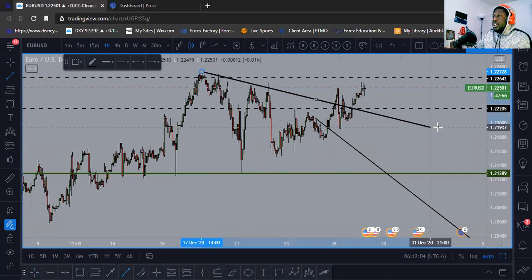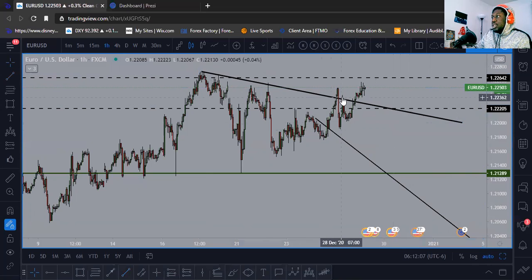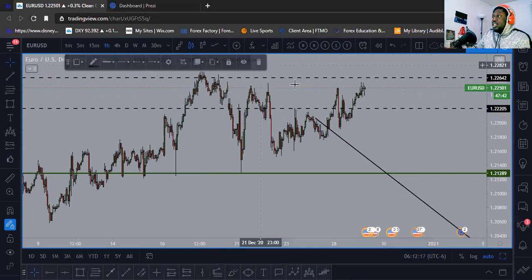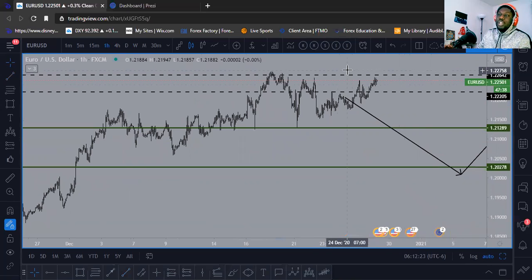Even if you draw this trend line here, look, this is where price broke through that trend line. Yeah, it gave you this bearish move, but then it went higher than this bearish move. So again, not feeling the sells. I'd rather price just go back up to 1.2500 and then drop. That's just my personal opinion on Euro USD.